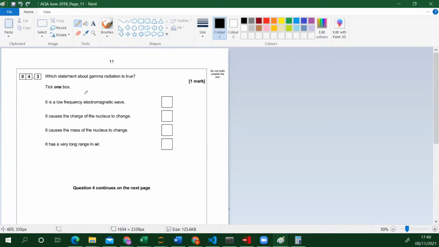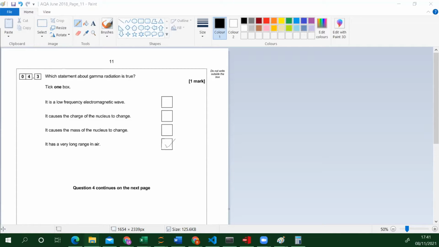Which statement about gamma radiation is true? Tick one box. It's a low frequency electromagnetic wave. No. It causes the charge of the nucleus to change. The gamma hasn't got a charge, so it couldn't do that. It causes the mass of the nucleus to change. No, because it hasn't got a mass, it can't do that. It has a very long range in air. That is true. So one of them is there to trip you up. It's the first one, because gamma is a high frequency electromagnetic wave, not a low frequency. Low frequency means like radio. So I'm going to open the next page up. They like to put everything on the pages in AQA. Let's open it up.